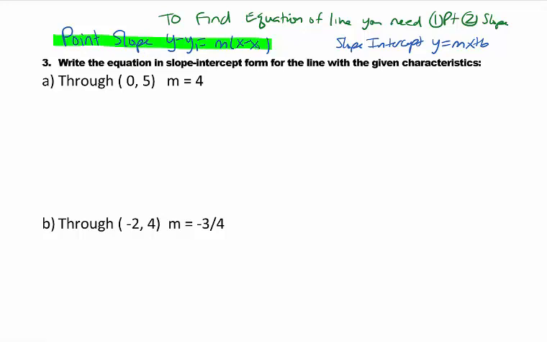Now you need to read it. This problem asks for you to put it in slope-intercept form. So the goal is to put it in this format. But a lot of people try to skip steps, and I can skip steps on the first one. However, I don't really think it's a good idea for many of you to do. So I'm going to use the point slope form. So y minus 5 equals 4 times x minus 0. Because what I'm doing up here is I'm plugging in my point and my slope. So now I'm going to simplify.